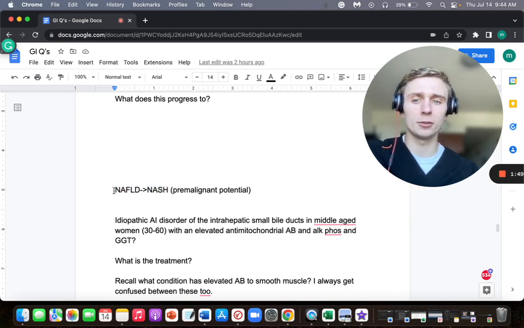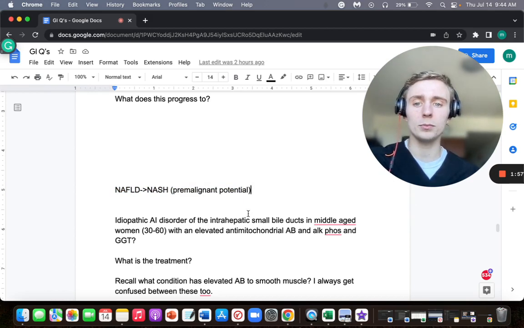And remember, NAFLD does not yet have pre-malignant potential, but NASH does. So non-alcoholic steatohepatitis has pre-malignant potential.